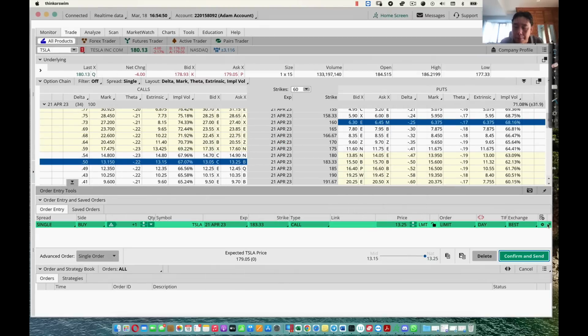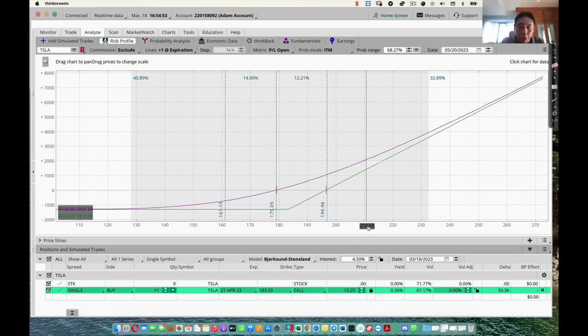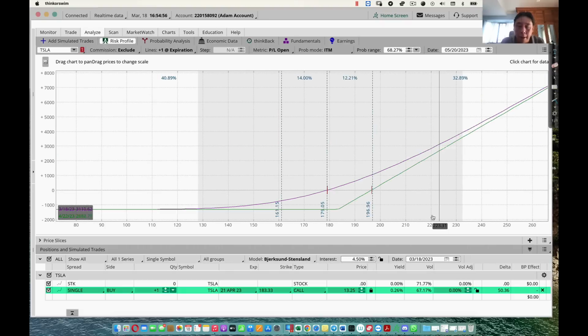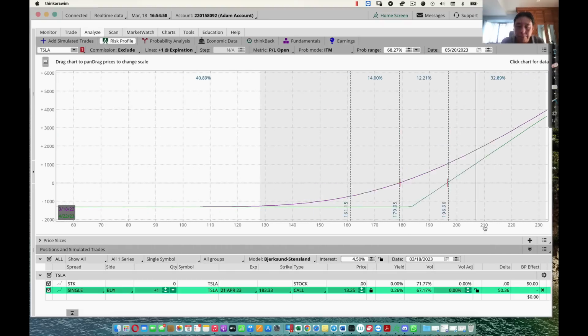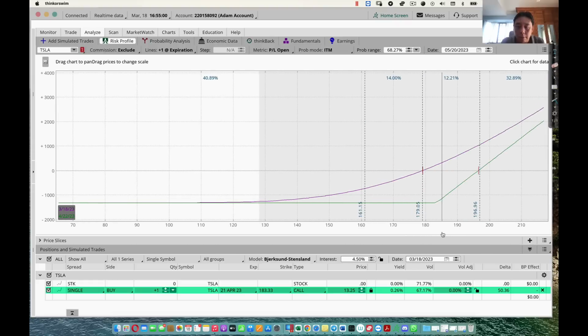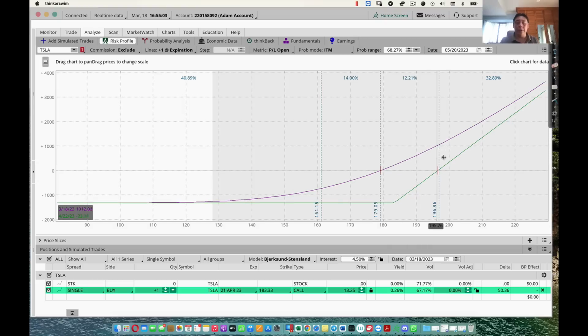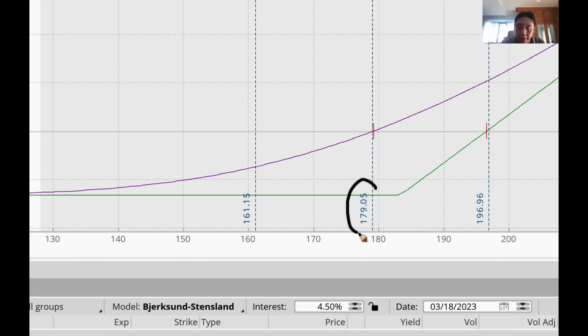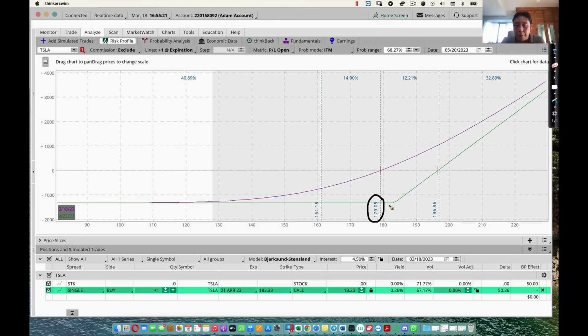So let me just open up the profit and loss chart and show you what it looks like. Okay, there we go. So when you buy a call option, essentially this is what it looks like. On the x-axis, horizontal, you have the share price. Currently, the share price is the one at the center here, $179. That's the current share price. The share price can go up, or go down, or stay where it is.